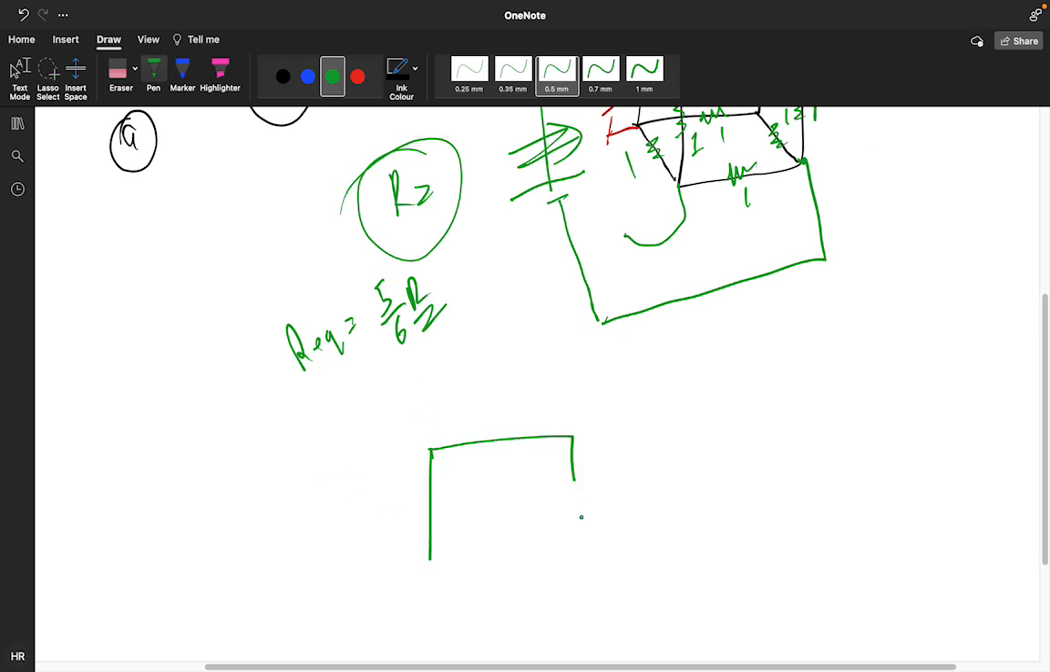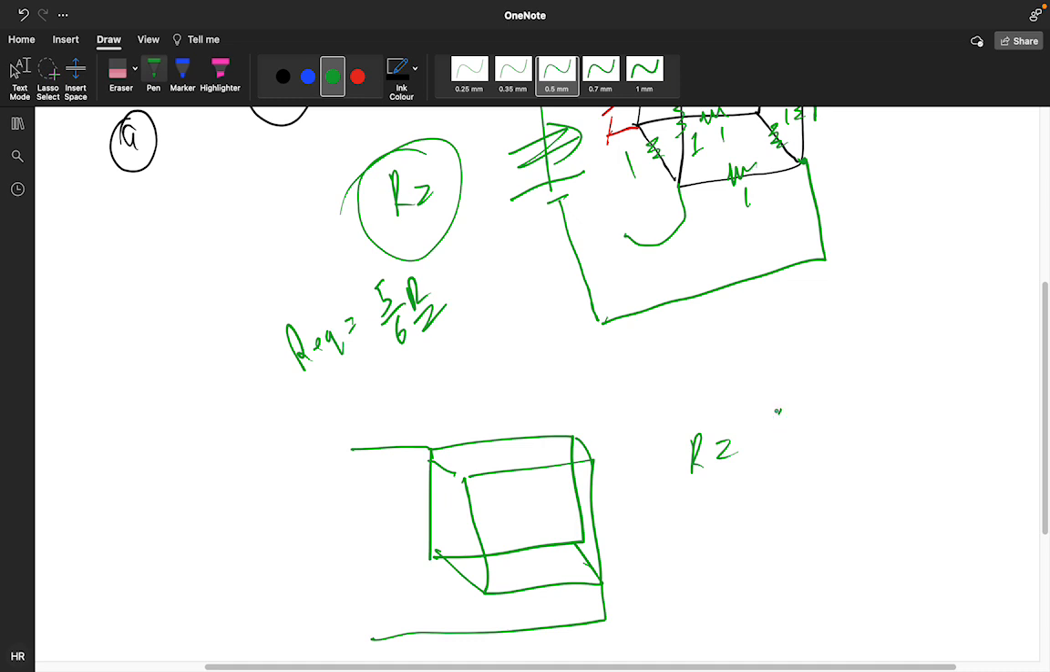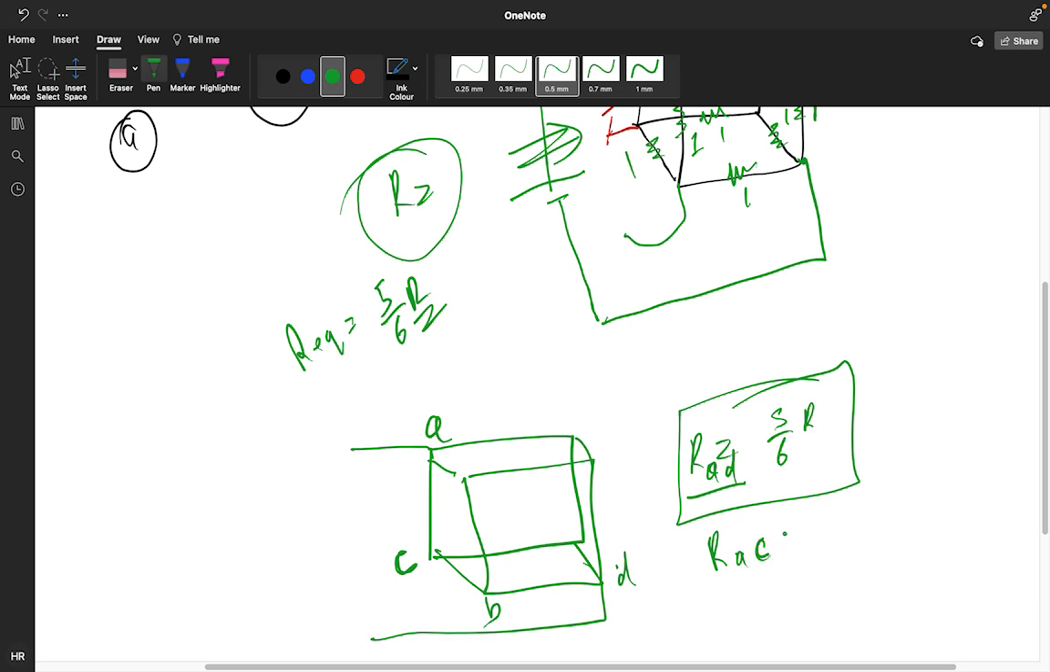Means you have a box like this. If you are solving between the diagonal, you will get R as 5 by 6 into R. This is A, I'm writing D, this is B, this is C. So if you are finding the resistance across RAD, it will be 5 by 6 into R. Across RAC, it will be 7 by 12 into R. And between RAB, this branch and this branch, it will be 3 by 4.